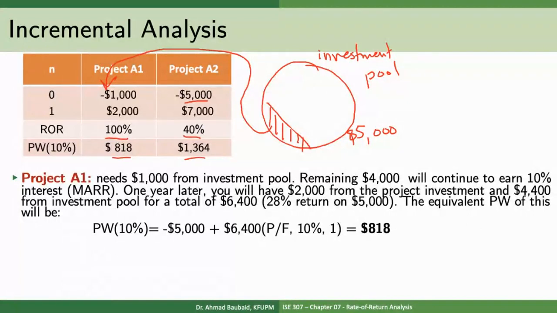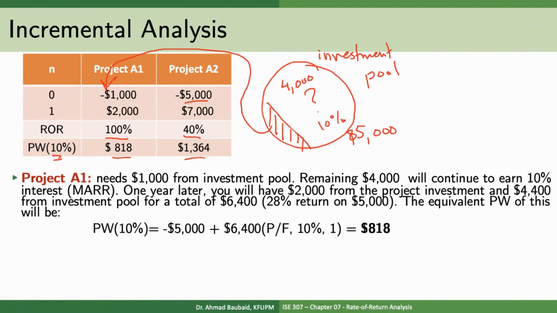From this $1,000, I'm going to get $2,000 back in year 1. But also consider what's happening to the remaining $4,000 sitting in the investment pool. Remember what we said about the investment pool? Anything that's in the investment pool earns interest at a rate of MAR, and the MAR here is 10%. So the $4,000 that I chose not to invest is earning interest at a rate of 10%.